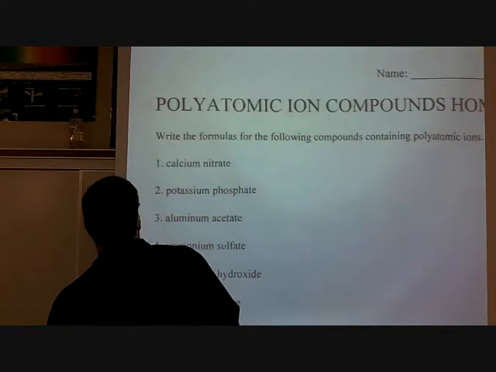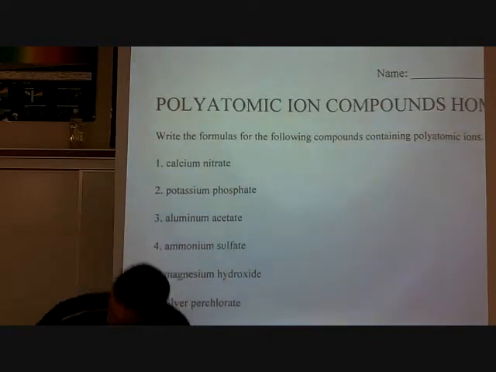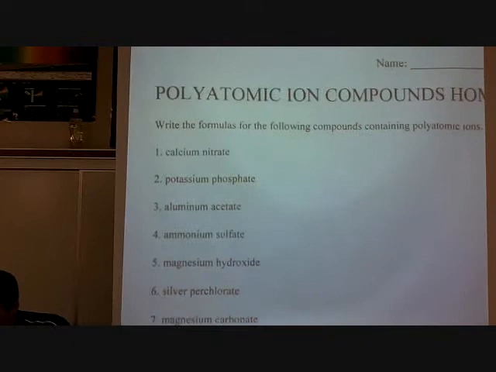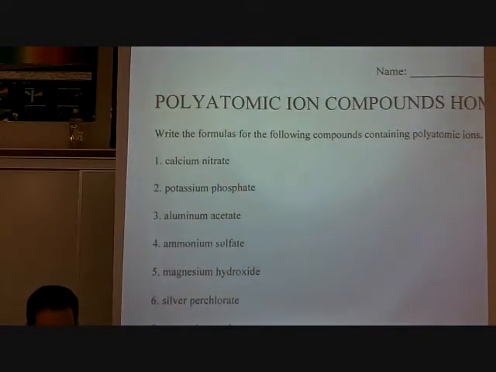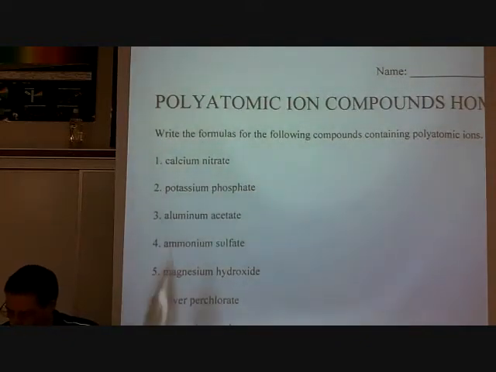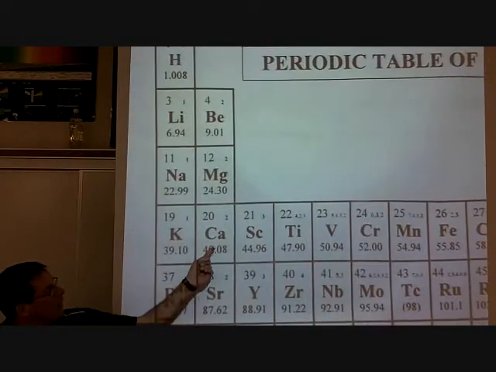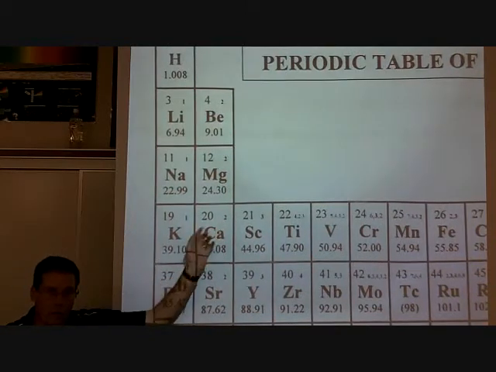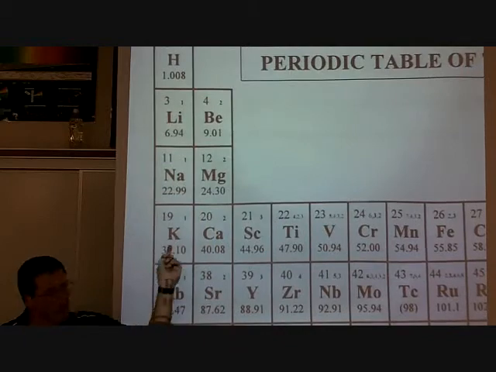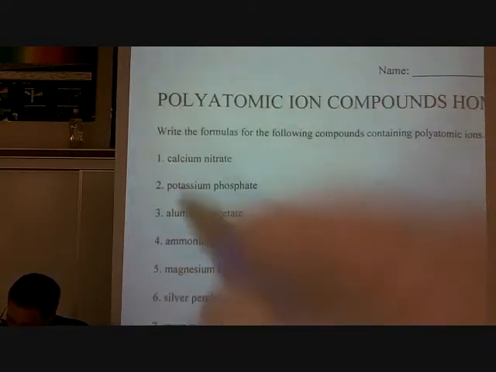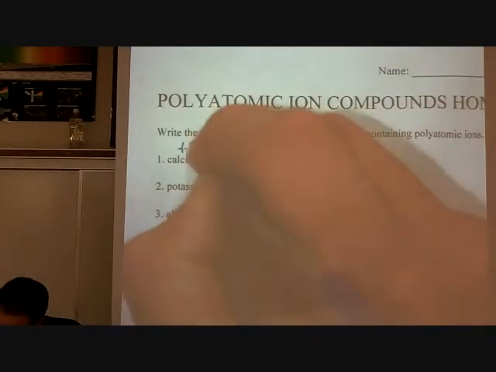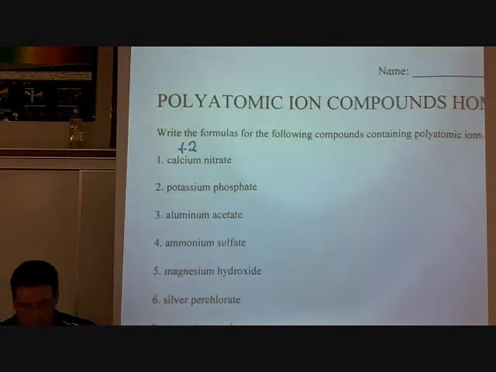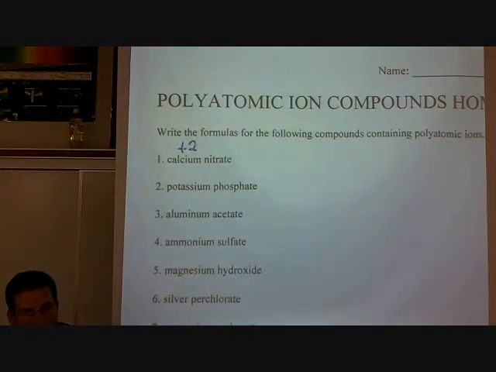So I'm going to do the same thing there. All right, so looking at this, let's get our periodic table out again. So we have calcium nitrate. We find calcium on our periodic table. Again, calcium has a +2 charge, because it's in group 2A. So we want to write the charge above calcium. That's +2. And then the nitrate is one of our 10 polyatomics.